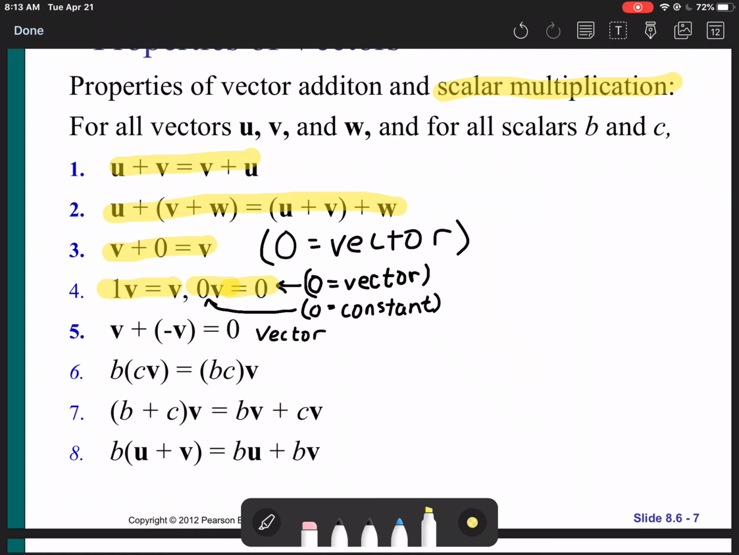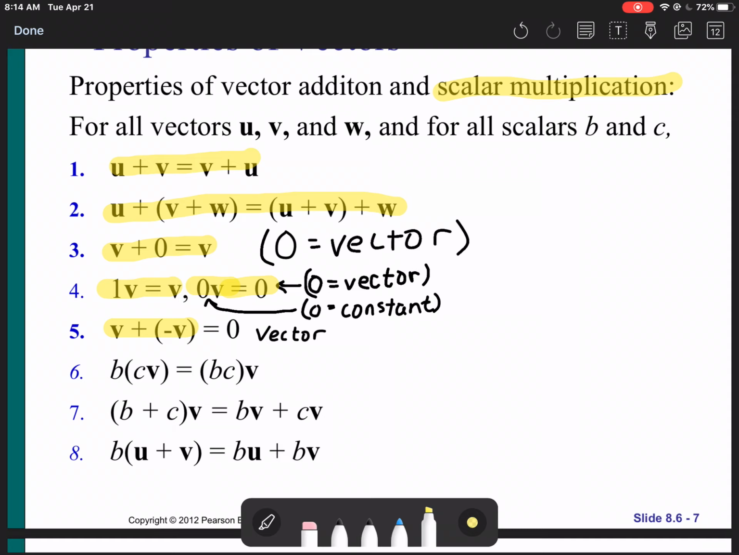Number 5, that is the sum of two vectors. And this is the one we had mentioned earlier. If I take vector v and add its opposite, because remember, vector v and the opposite of vector v are going to have the same magnitude. They're just in opposite directions.